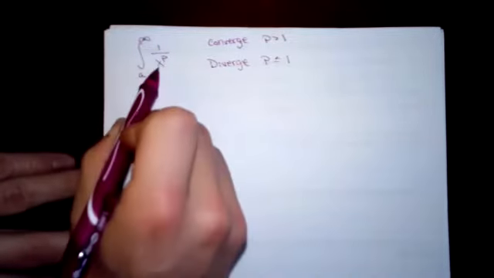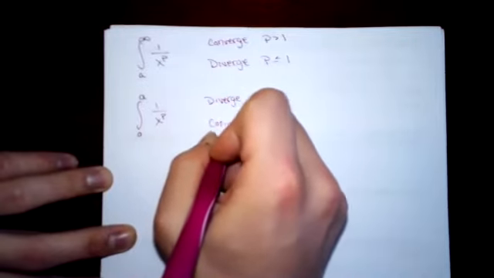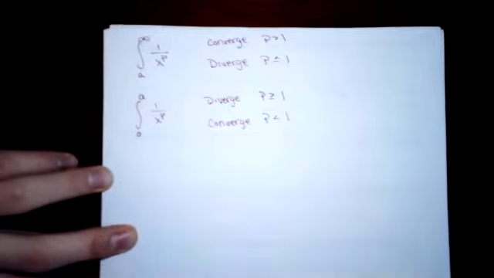The opposite happens if we are integrating to the asymptote. So this was integrating out to infinity, to its right tail. If we are integrating toward its asymptote, it's going to diverge for p bigger or equal to 1 and converge for p strictly less than 1.